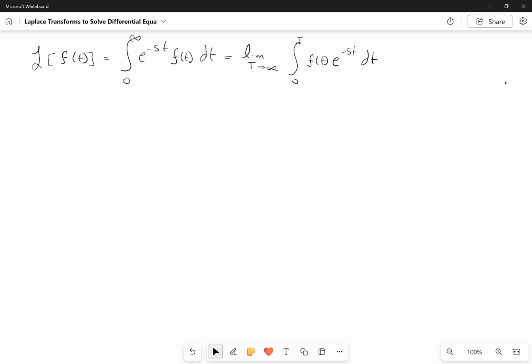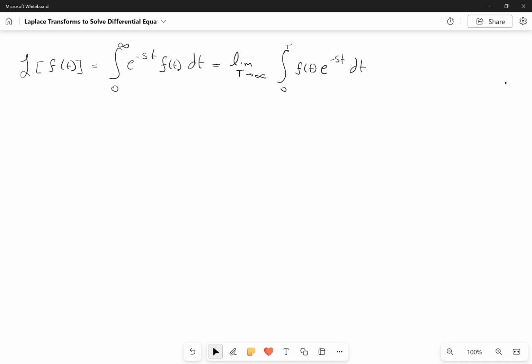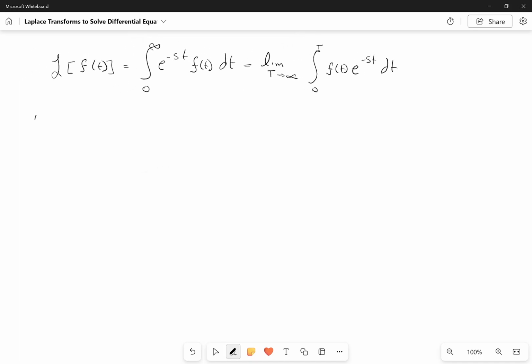Now, what I want to do is show you some basic derivations. When we apply the Laplace transform, we're going to be using a table, but I want to show you some examples of how that table was derived. So let's say example number 1, and we're going to look at what is the Laplace transform of 1.